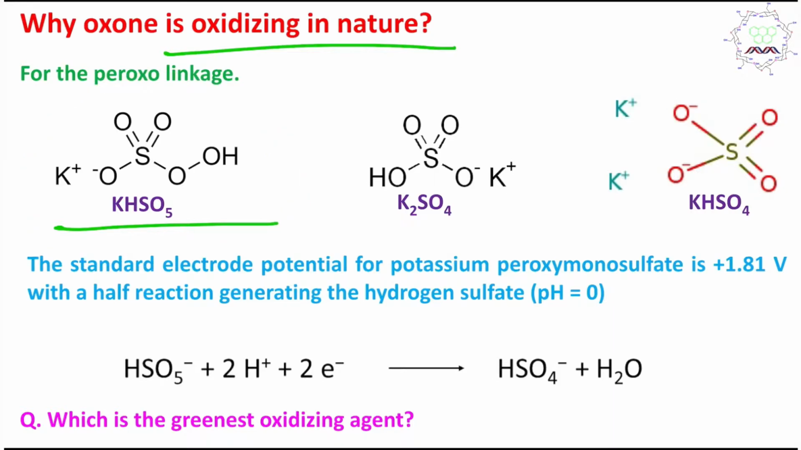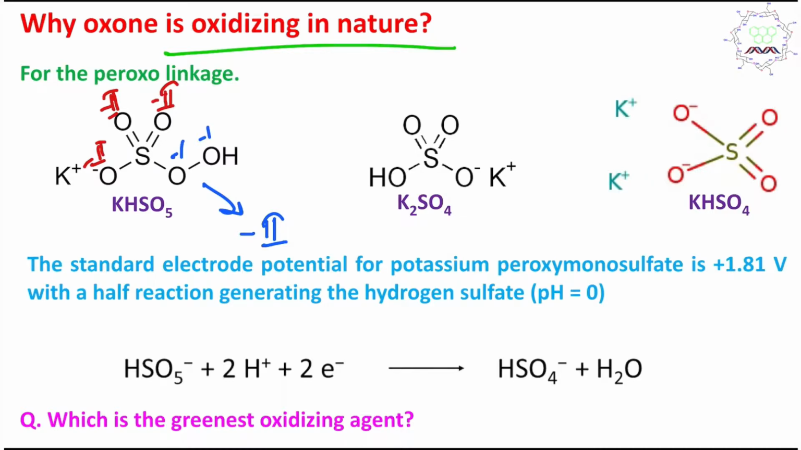Now, why is this oxidizing? This is because of the presence of the peroxo group. Why? Because if you look at the oxidation state of the other oxygens, all are -2, except these two oxygens. And what's the oxidation state in this case? This is -1 and this is -1. That's why they prefer to go to the -2 oxidation state, and that's why they oxidize someone.